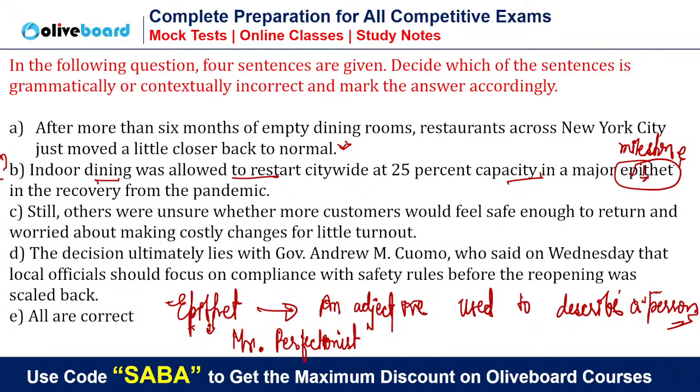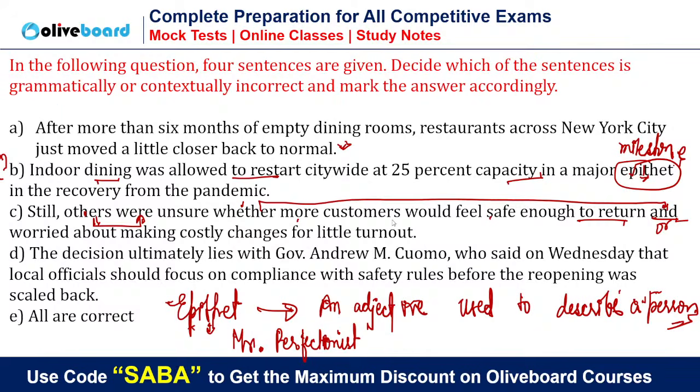Now, majority of you were saying that C is wrong. Still, let me read it, guys. Give me 1 second. Still, others were unsure, okay, whether more customers would feel safe to return and... So you people said that "whether" is wrong. It should be "or". Am I right? This was your error. You people said this only, na? C is wrong because whether will be followed by or.